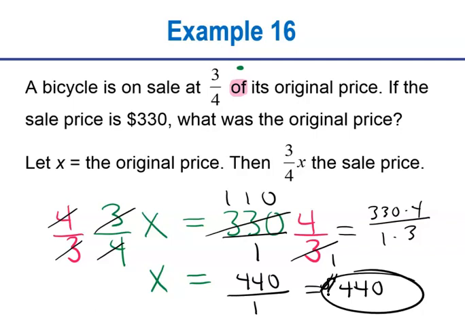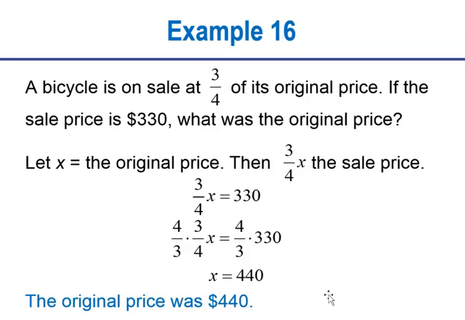Now, of course, I've got it typed up for you, so let's pull that up. A bicycle is on sale at 3/4 of its original price. Remember, I'm just rereading. So let X be the original price. Look at the setup here. 3/4 X equals 330. And then they multiplied. Remember, that's called the reciprocal, which is really the multiplicative inverse. So 4/3 times 3/4. And that gives me X is equal to 440. They didn't show you the cute little trick to give us 440 easily, but you understand that, I know.